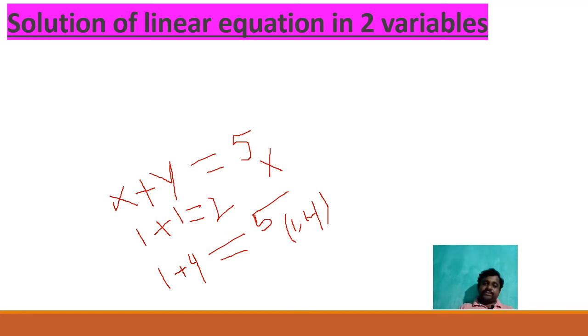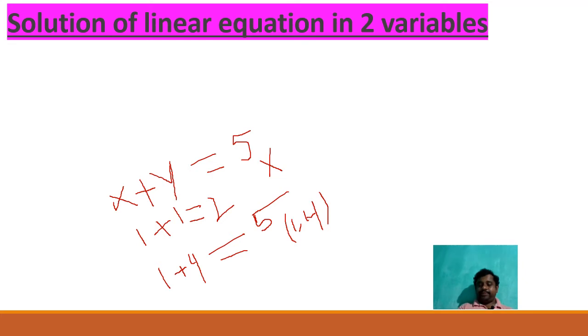Then if you take x = 3, y = 2; x = 0, y = 5; x = 5, y = 0; x = 4, y = 1; and x = 1.5, y = 3.5; x = 0.5, y = 4.5. How many solutions are there?